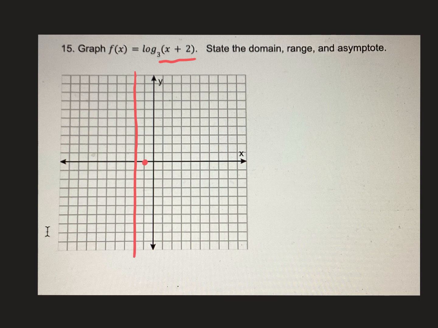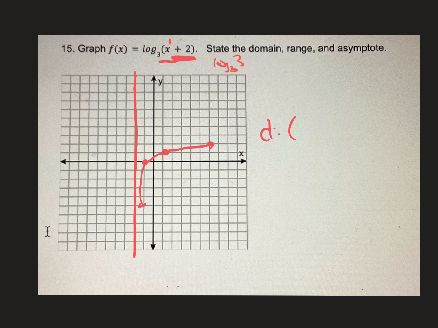And remember, we want this parentheses to equal whatever the base is. Well, the base is 3, so I want that parentheses to be 3. So I'm going to put 1 in for x. If I put 1 in for x, that gives me log 3, which really equals 1. So it means I plugged in 1, I got 1, right there, 1, 1. Connect the dots, just like that.